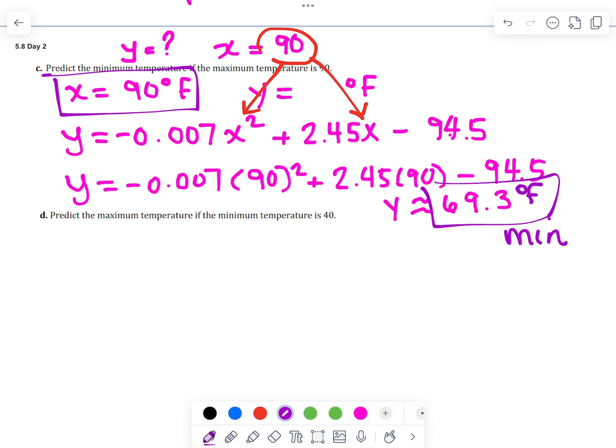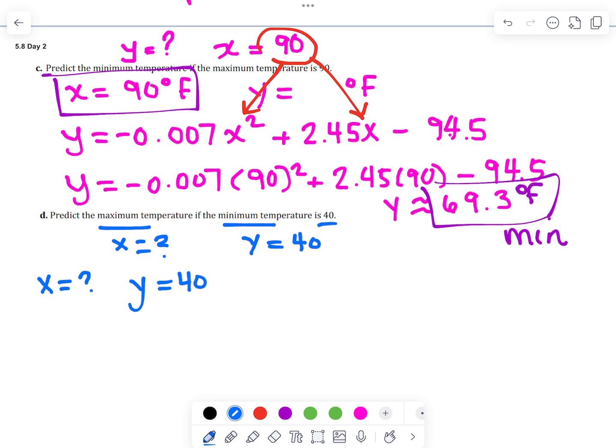Part D now says, predict the maximum temperature. Remember, the maximum is our x, so our x is our unknown, and our minimum temperature, our y, is 40. So we want to find x, and since we know the y, we can use our table of values.